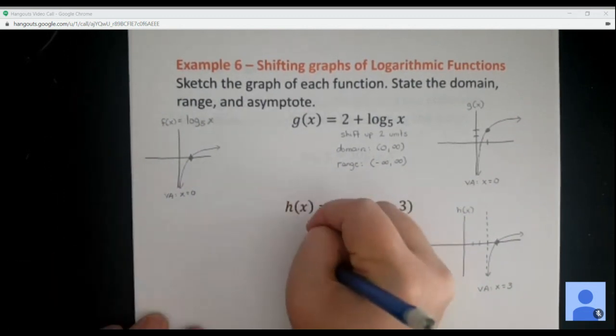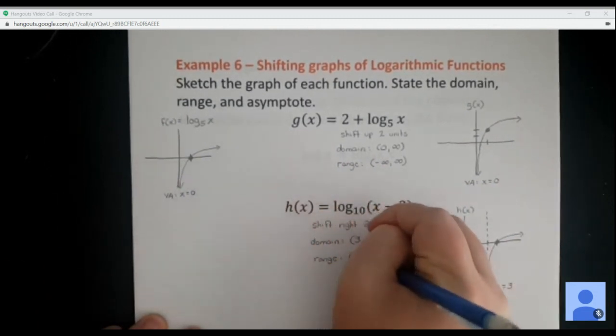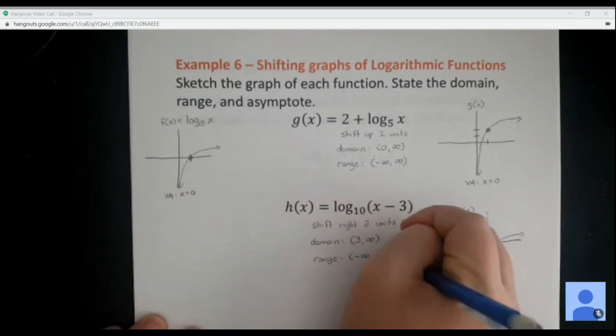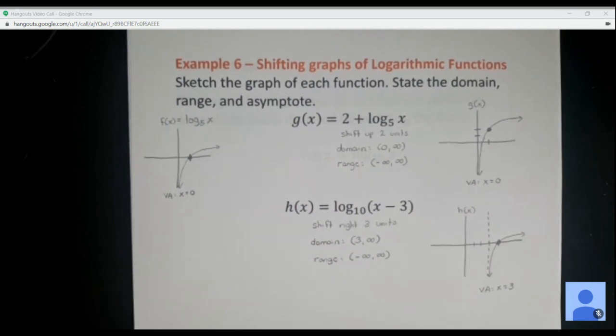And then what's our range going to be? Good. Still negative infinity to positive infinity. Still no restrictions on the y values, right? So they're still going down to negative infinity, still going up towards positive infinity, right? So that's still going to be our range.